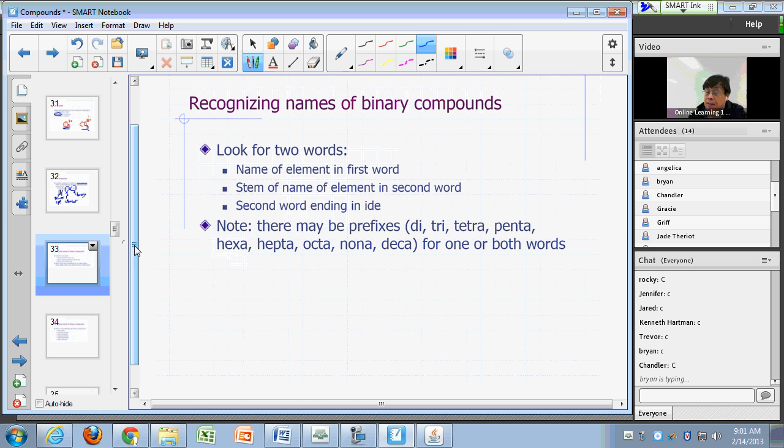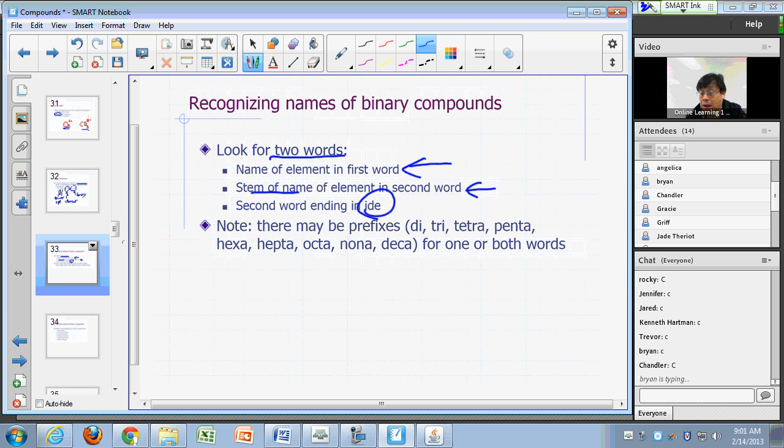And they're fairly easy to recognize also based on their names, because when you're dealing with a binary compound, to be able to recognize the name of a binary compound, you just have to look for two words, okay? The name of an element must be in the first word, and the name of an element is also in the second word, but only the stem of the name of the element in the second word. The second word ends in "ide."